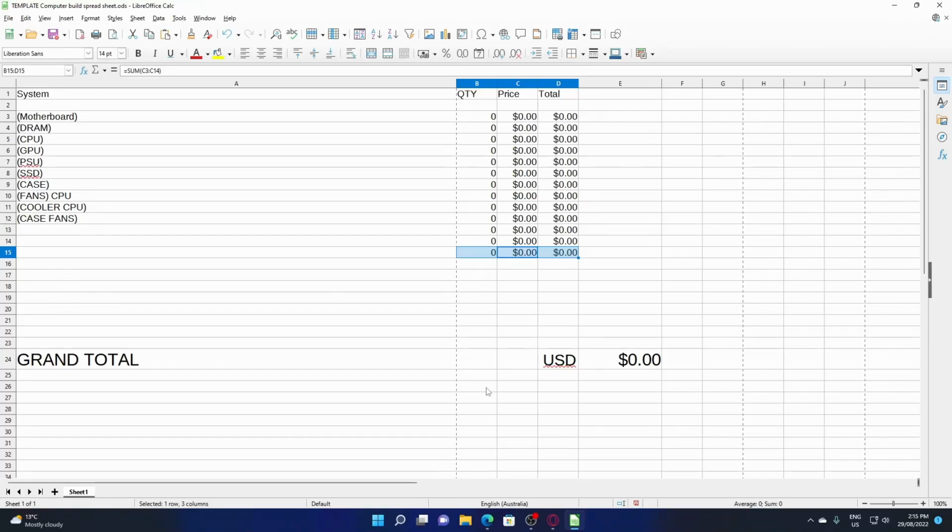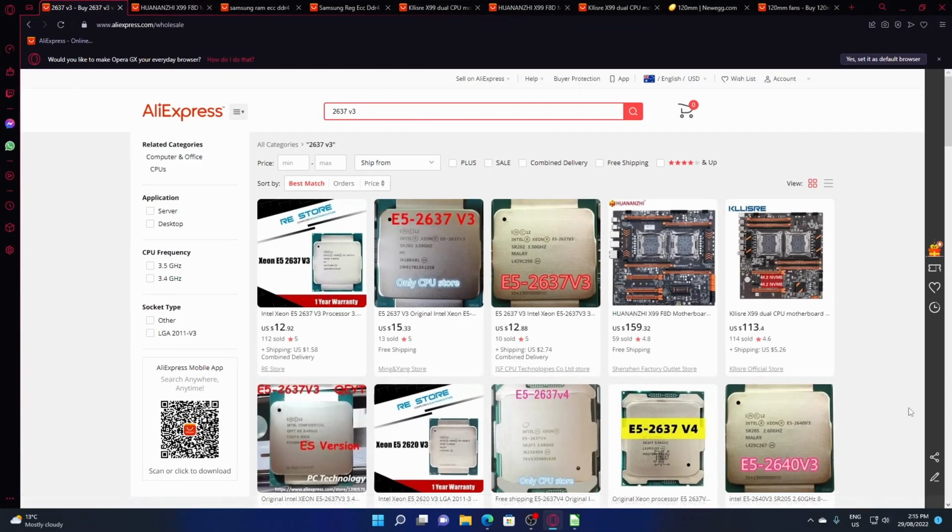Hello, today I'm going to attempt to build the cheapest 8-core computer system possible. And to achieve this, I'm going to go to AliExpress and start choosing my parts.